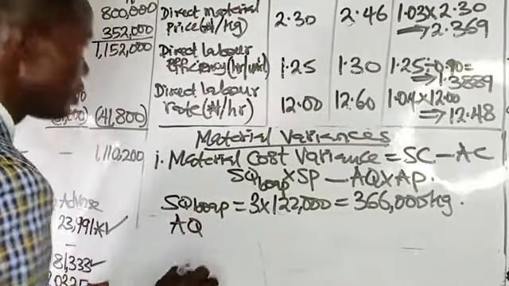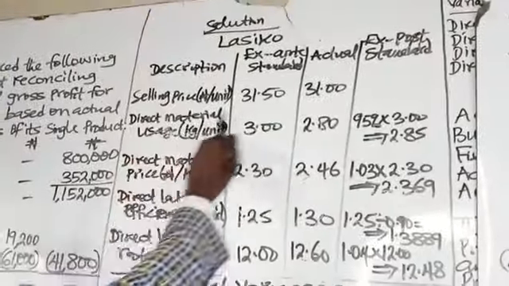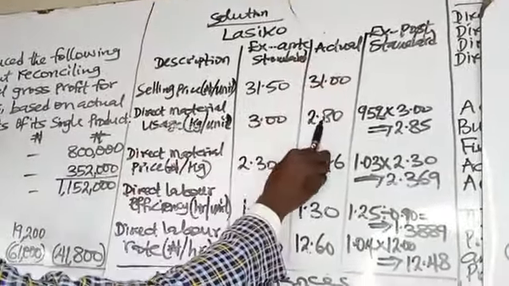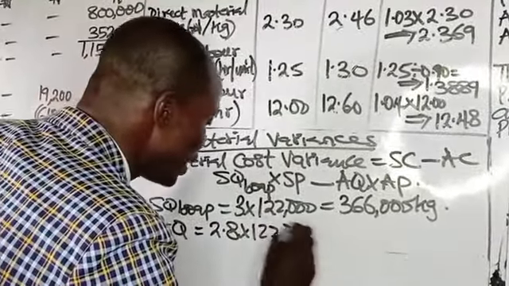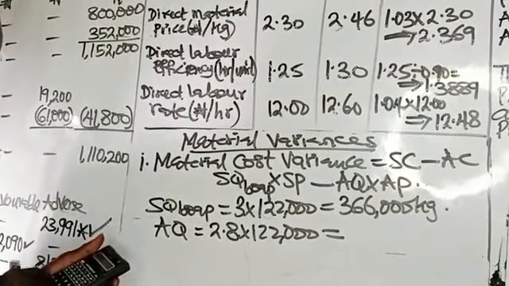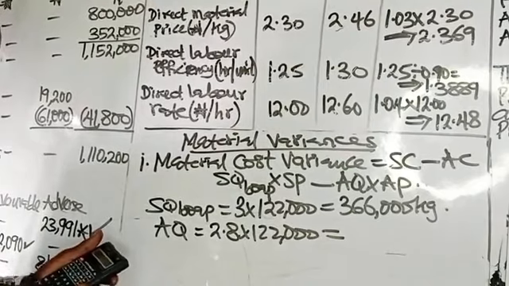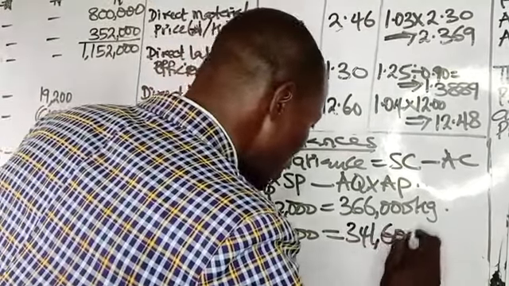Actual quantity. So if you go back to the table where you have actual direct material usage, you have 2.8 times 122,000 as well. That gives us 2.8 times 122,000. So we have 341,600 kg.